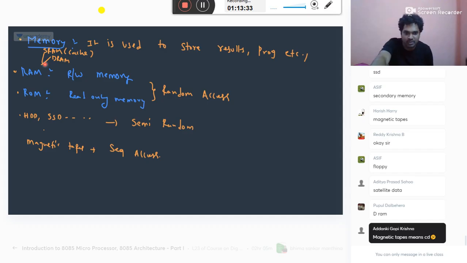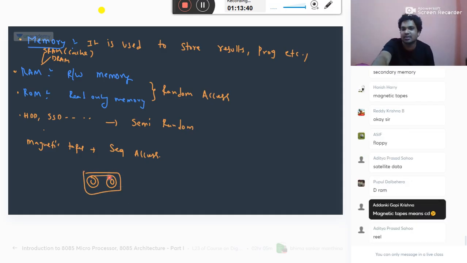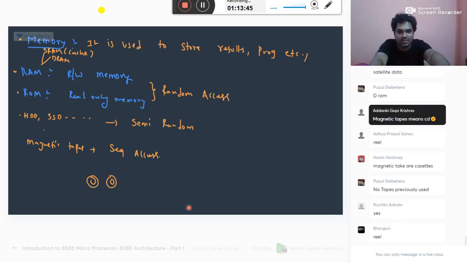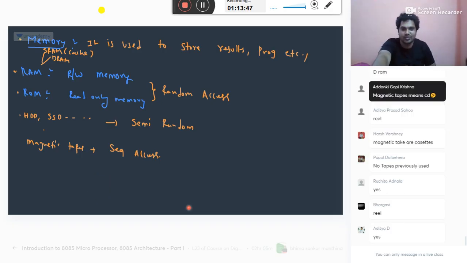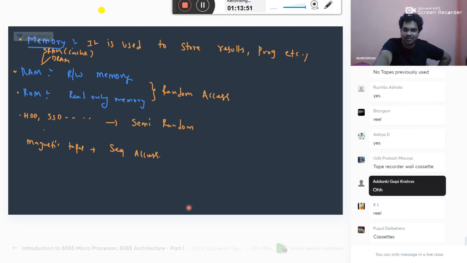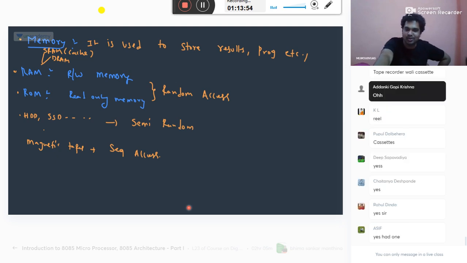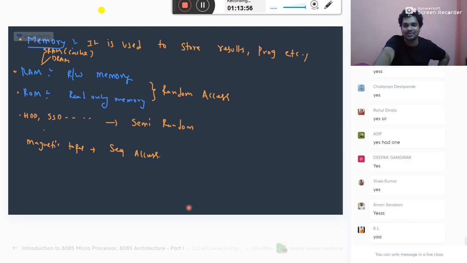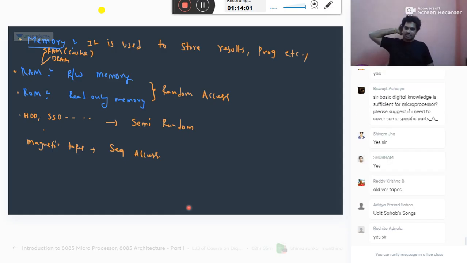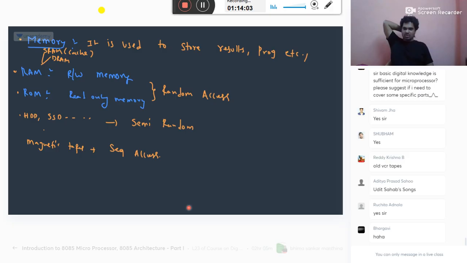Now magnetic tapes means, Gopi, your tape recorder, remember? Those cassettes, reels, video cassettes, you people know it. It was there in your childhood also. So I'm not much older than you. Mostly you don't feel, Vishwa, any difficulty.